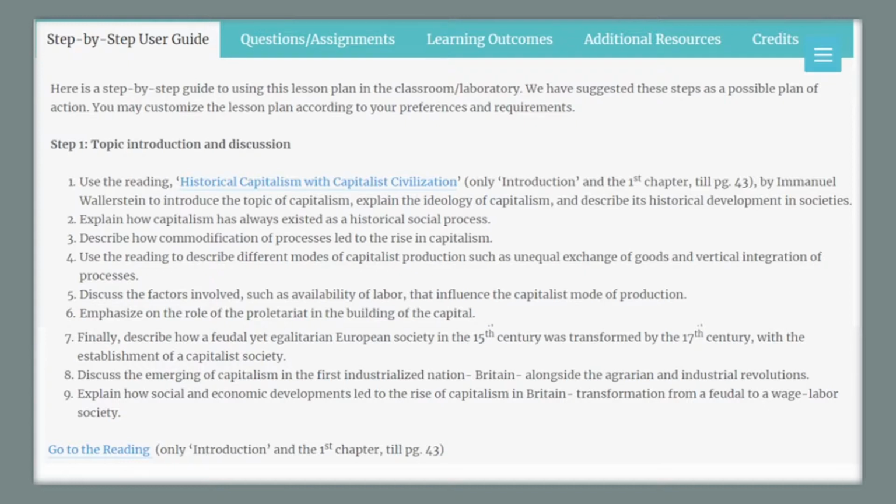You can then describe how a feudal yet egalitarian European society in the 15th century was transformed by the 17th century with the establishment of a capitalist society. You can discuss with your students using the reading provided how the emergence of capitalism in the first industrialized nation, Great Britain, alongside the agrarian and industrial revolutions, was responsible partially towards global warming that we know of.